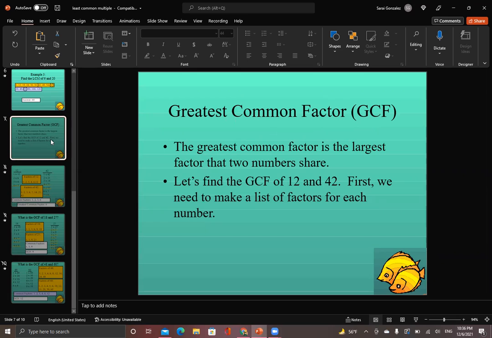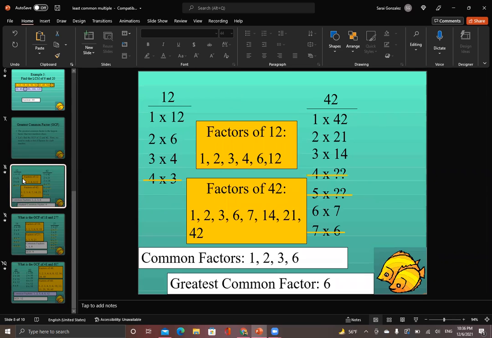Let's get to the greatest common factor. The greatest common factor is the largest factor that two numbers share. Let's find the GCF of 12 and 42. First, we need to make a list of factors for each number. So now we have the list for 12 and the list for 42.